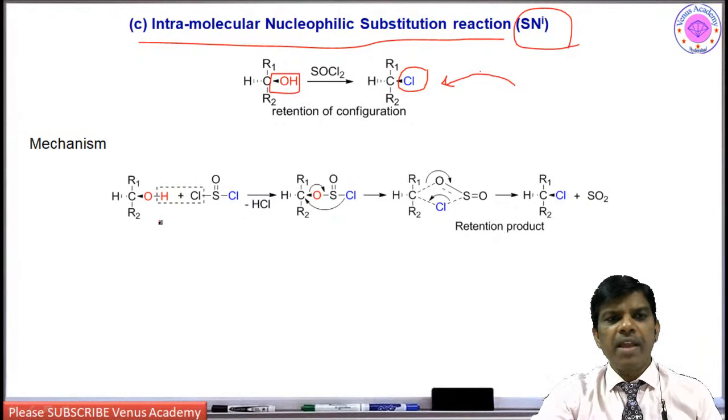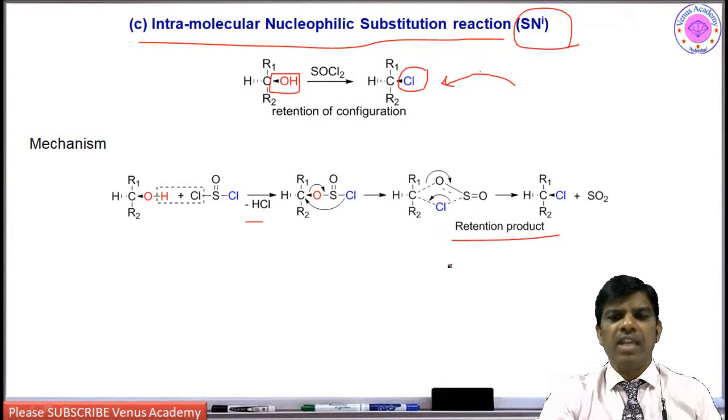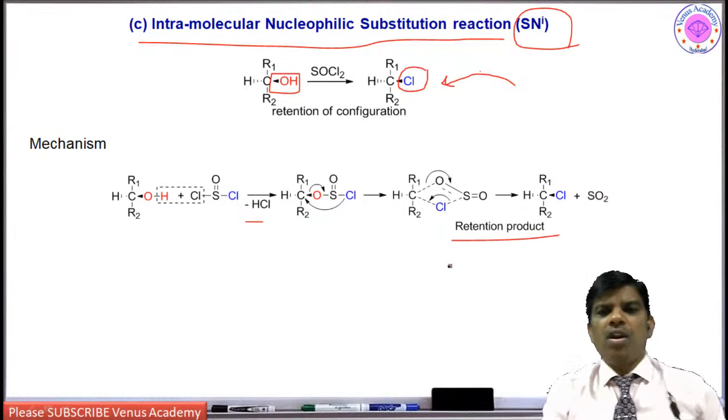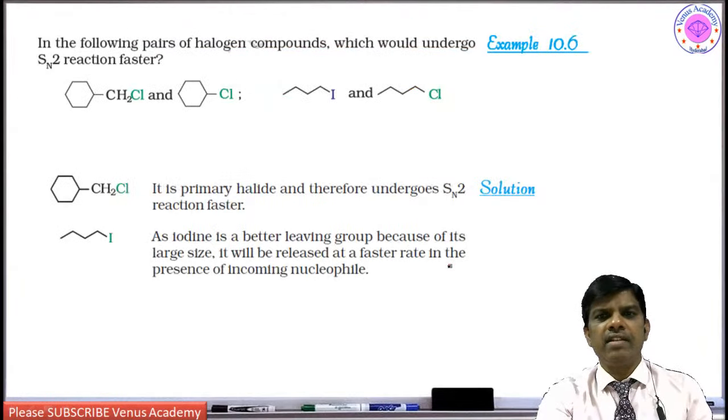So this is the reaction mechanism, where in the first step it loses HCl, and with removal of SO2, substitution with chlorine takes place via this transition state, where retention of configuration takes place. Retention means whatever the stereochemistry of the starting material is, the product also has the same stereochemistry, then it is said to be retention of configuration.